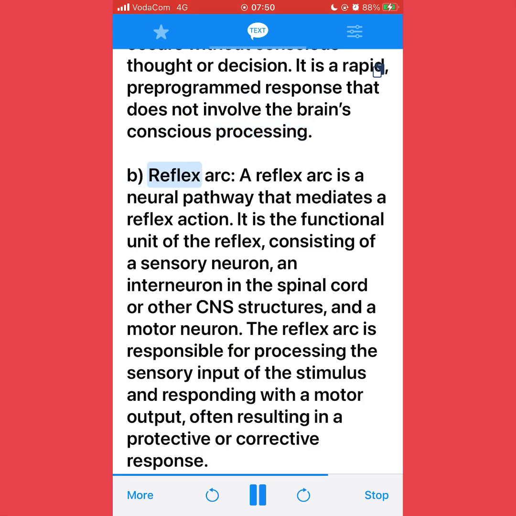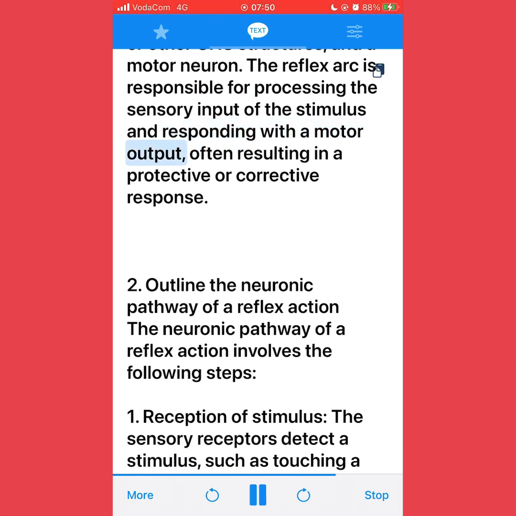B. Reflex arc. A reflex arc is a neural pathway that mediates a reflex action. It is the functional unit of the reflex, consisting of a sensory neuron, an interneuron in the spinal cord or other CNS structures, and a motor neuron. The reflex arc is responsible for processing the sensory input of the stimulus and responding with a motor output, often resulting in a protective or corrective response.